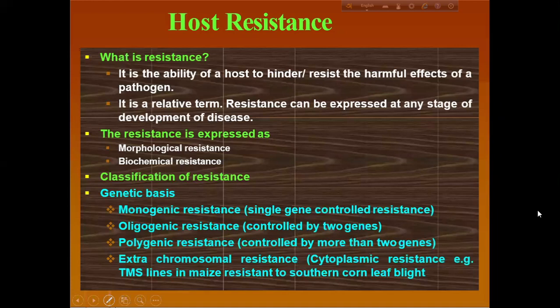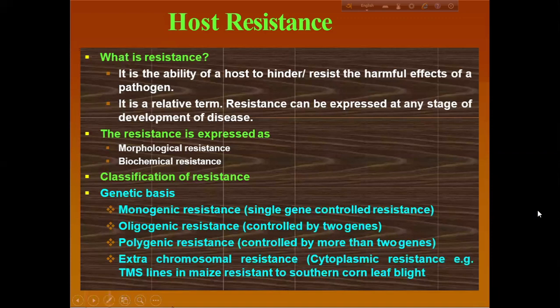And there is another resistance, not controlled by the nuclear gene or the DNA, but by another part of the cell, extrachromosomal resistance. That is the cytoplasmic resistance. For example, the Texas male sterile lines in maize, available in the USA. This line is resistant to southern corn leaf blight disease caused by the fungus Bipolaris maydis. So these are the host resistance types we know.